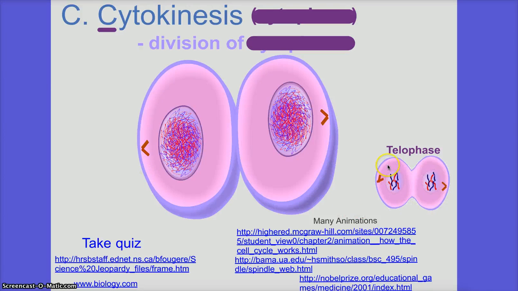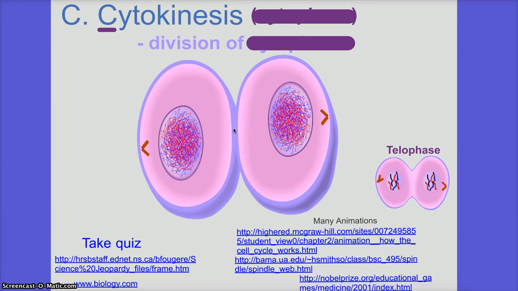So during telophase, the cell kind of dipped and it formed what they call cleavage. The nucleus reappeared. The chromosomes become less visible and they tend to coil up again. And then the centrioles go back together. That all happens during telophase.